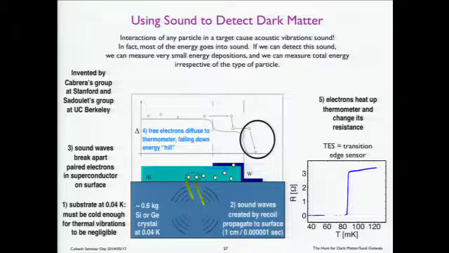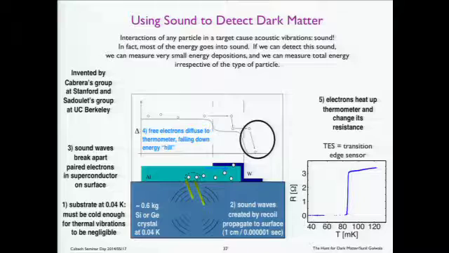So the way we do it is we take a crystal of silicon or germanium, a semiconductor, and we cool it to about 40 milliK. You have to cool it down to very low temperature so that there are no thermal vibrations left, so you can see the vibrations created by an interaction of a particle. When a particle comes in, it interacts, it creates sound waves, and those sound waves propagate around the crystal at about 1 centimeter per microsecond. So they reach the surface very quickly. Silicon and germanium are very stiff materials.